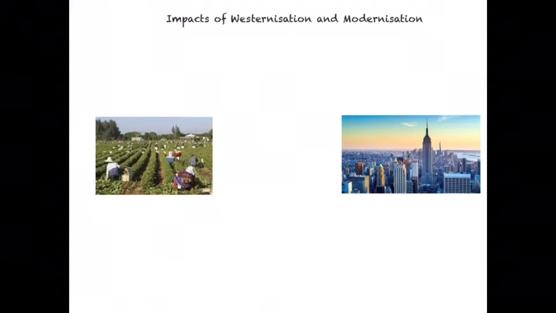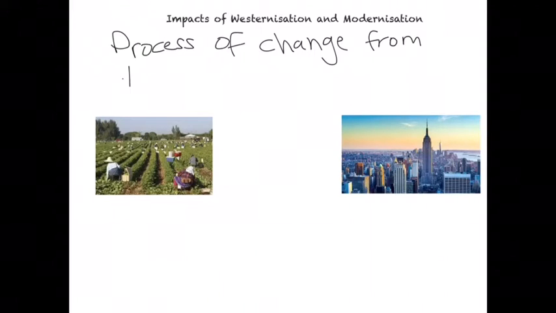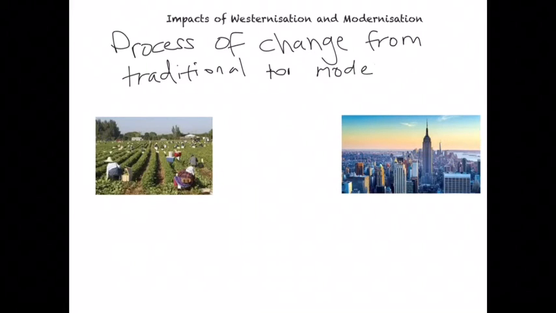Okay, so today's lesson is looking at the impacts of Westernisation and Modernisation. So modernisation is what we're going to look at first, and it is the process of change from traditional to modern societies. And what this means essentially, and what we're going to look at in more depth, is how all societies, because all societies are arguably on a process of modernisation, have gone from more basic societies to more modern ones.